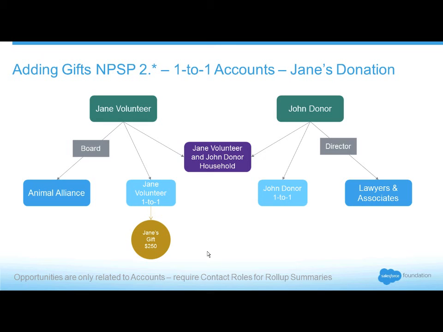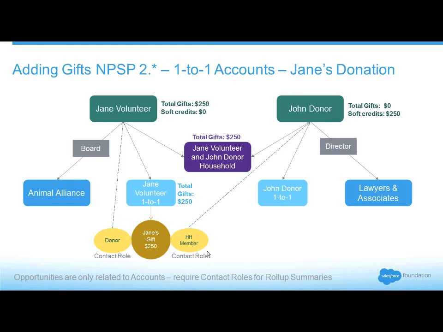Okay, so here we have Jane has given us a gift of $250, but it's actually related, because of this rule, to her one-to-one account record. But at the same time as you create this opportunity record or gift record, the Nonprofit Starter Pack helps you to create two contact roles. And the contact roles provide the link between the opportunity and the contact. The first contact role is for Jane as the primary donor, and the second one is for John as the household member, so he gets soft credit. And then using those contact roles, the Nonprofit Starter Pack will do the calculations for the total gifts that appear on the contact record and the household record.